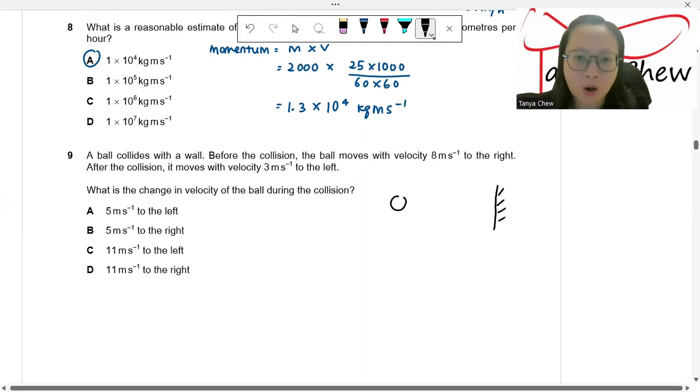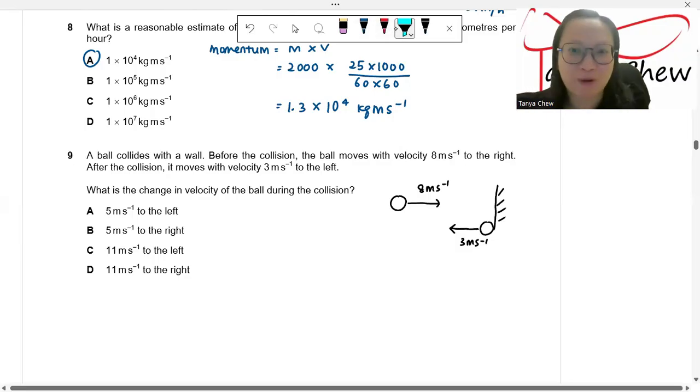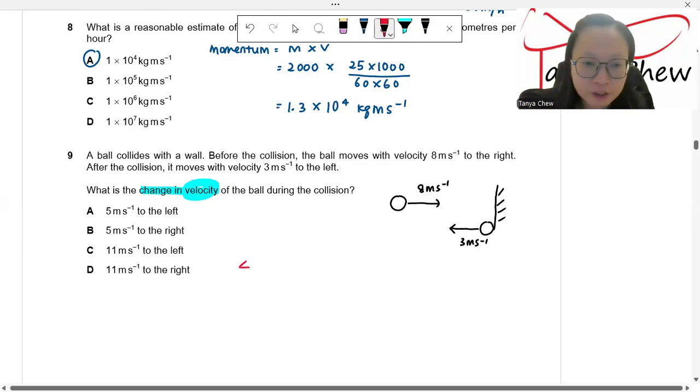Now, this is a ball. It travels to the right with 8 meters per second. And then after the collision with the wall, too bad, it has to move back with 3 meters per second. They didn't ask about momentum, which I expected, but they asked about the change in velocity. And you have to remember, change in velocity is your final velocity minus initial velocity.